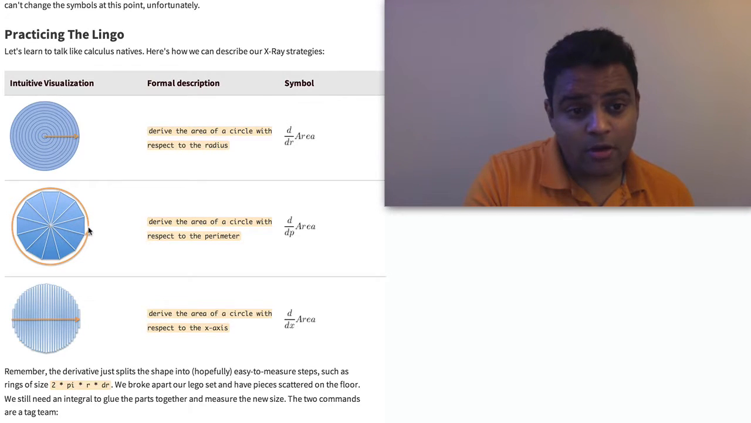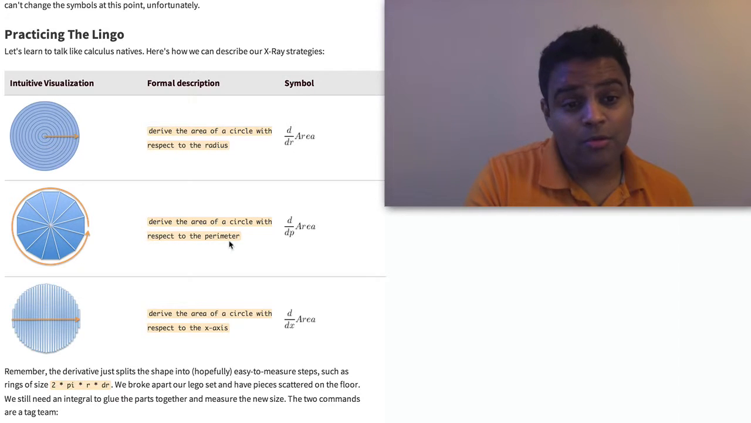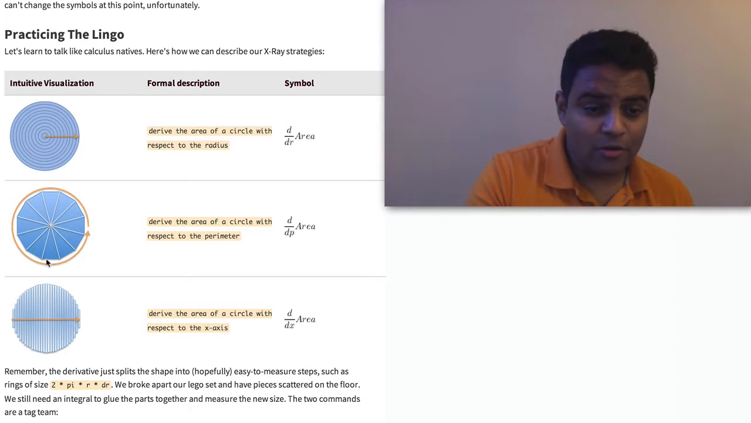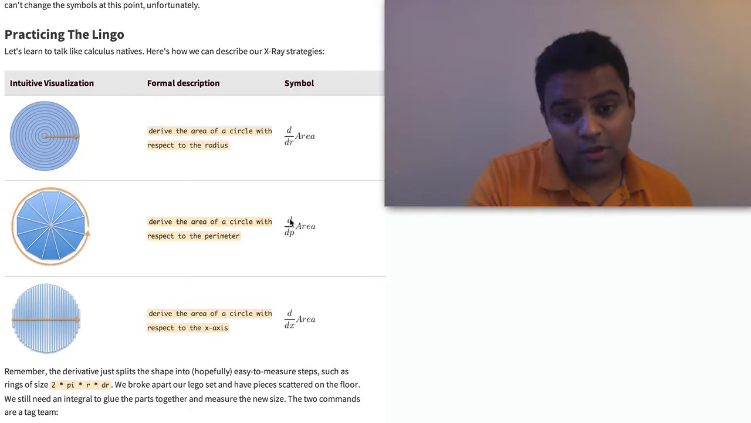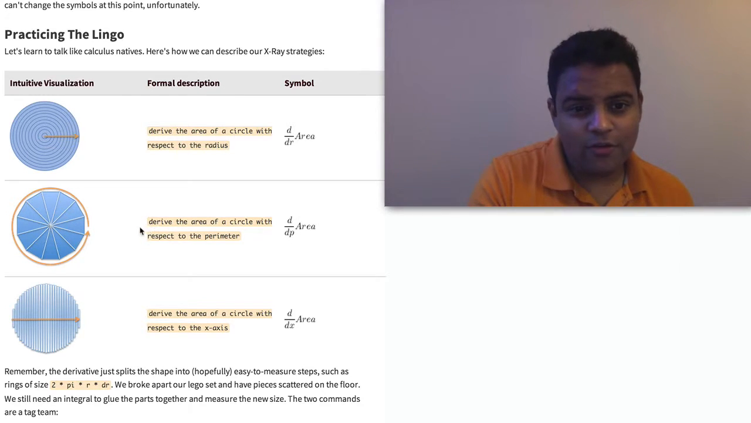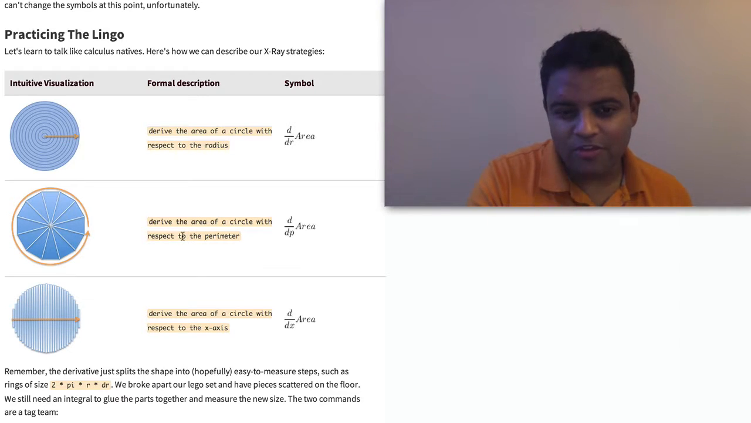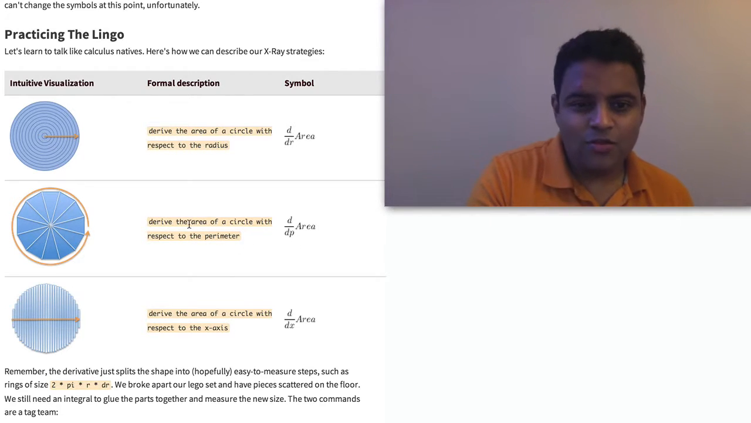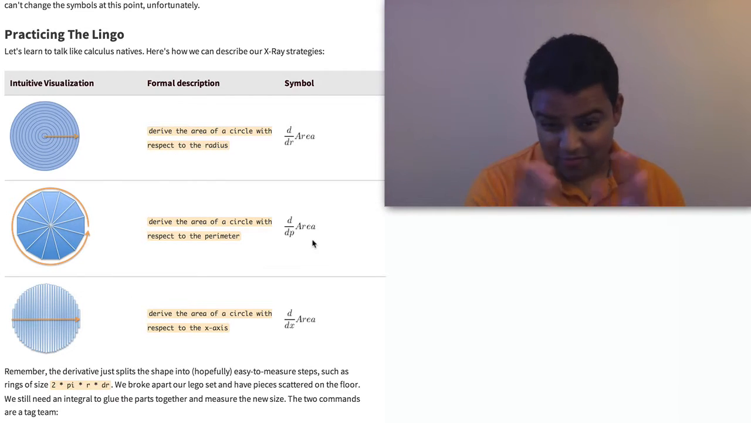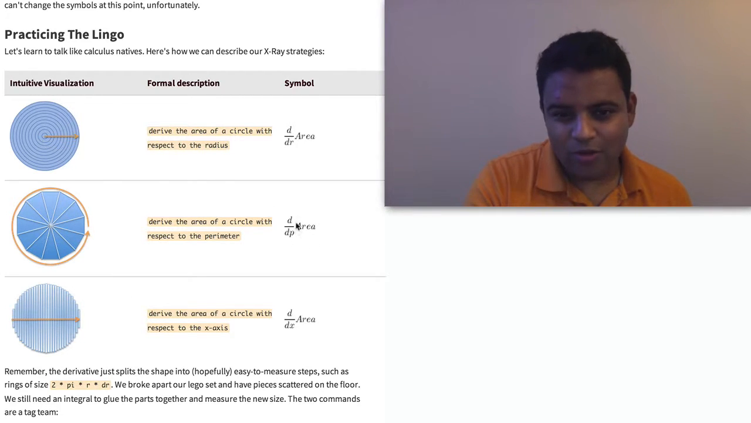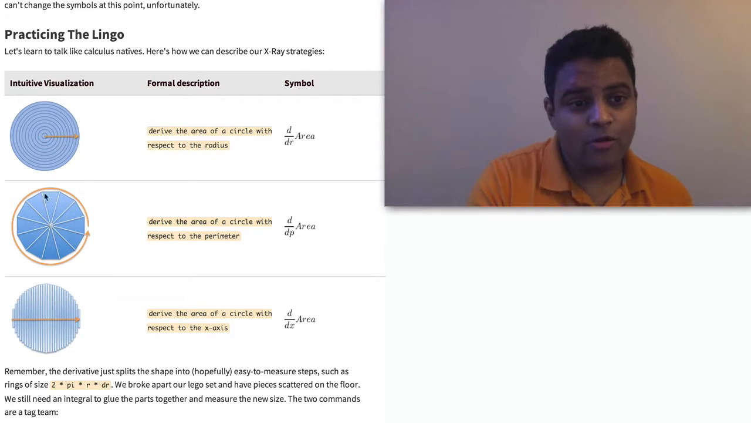Let's say we wanted the perimeter. Well, we'd say derive the area of a circle with respect to the perimeter, because we're going along the perimeter this time. And so this would be d over dp of area. So if you notice, the order of how we'd say it and how we'd write it is a little bit different. Derive the area of a circle with respect to perimeter. The symbols are really compact, so you get it all at once. So it's d dp of area. And that means we're going around the perimeter.